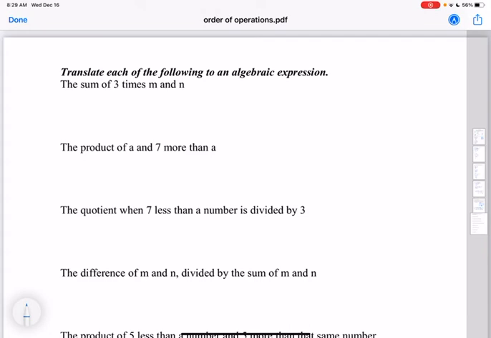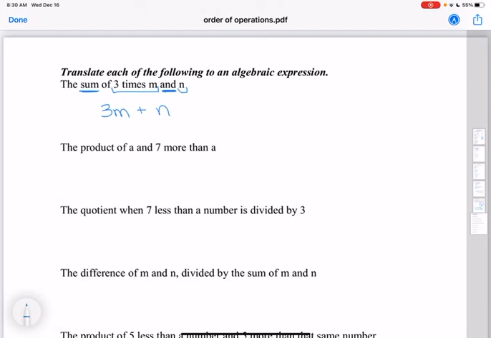Okay. So we have the sum of 3 times m and n. This one isn't too bad. Try the first two, but I don't want you to go beyond that, okay? Hit pause, come back when you think you have the first two. Okay, so we have the sum, so that means plus, of 3 times m, and n. So here's 3 times m, and the sum means plus n. So there's the first one.